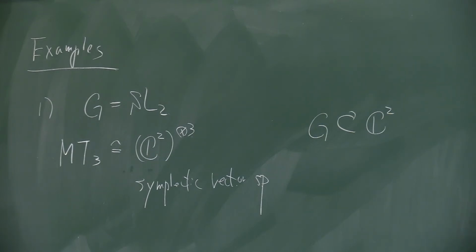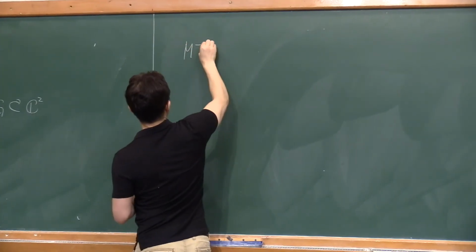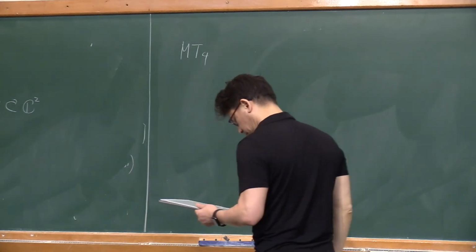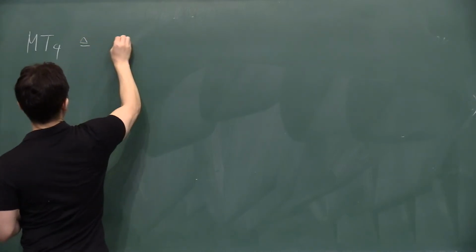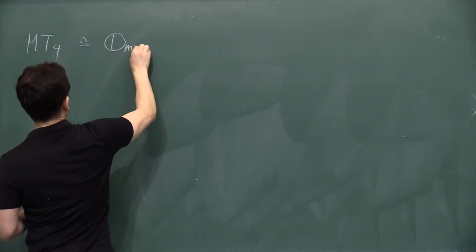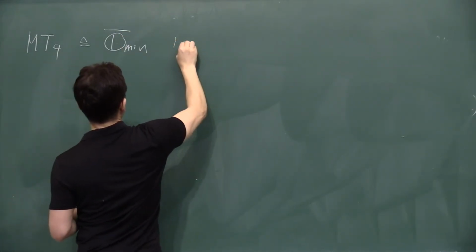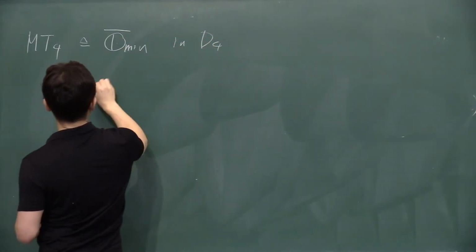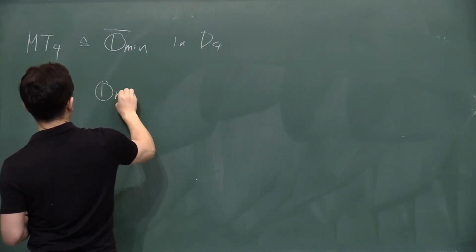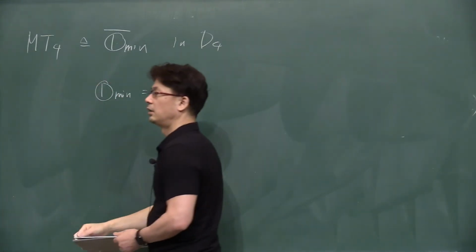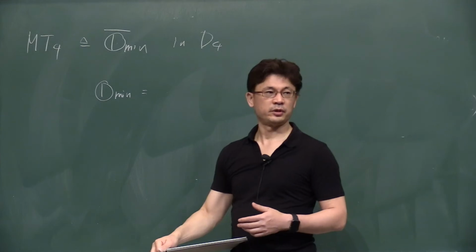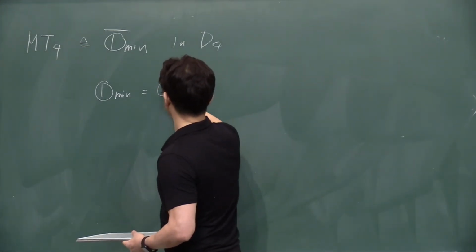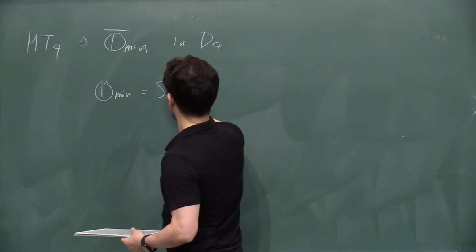But then if you try to compute what is MT4, you find that this is isomorphic to the minimal nilpotent orbit closure in D4. So here, the minimal nilpotent orbit is the non-trivial nilpotent orbit of smallest dimension, which in this case is just the orbit of some root vector.